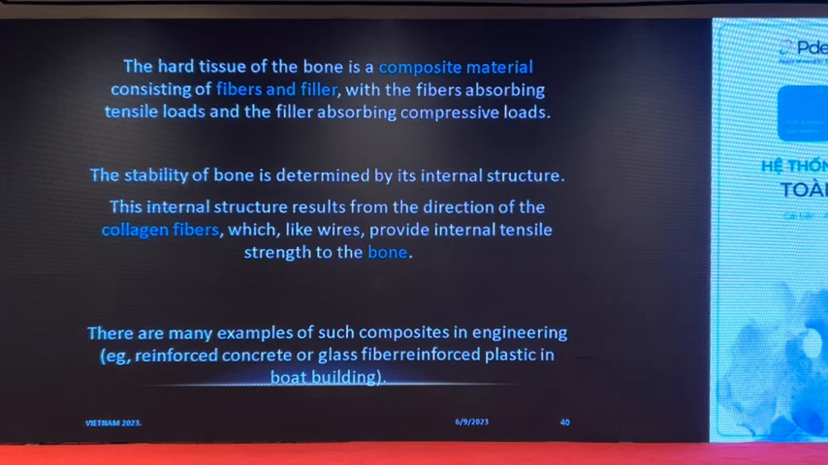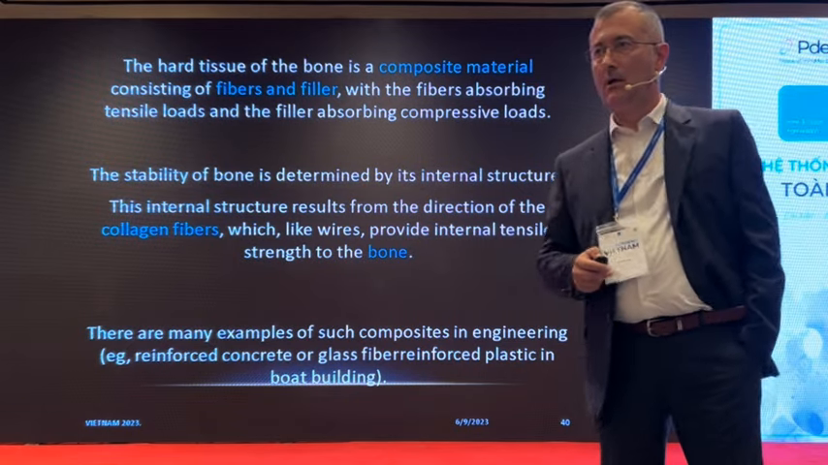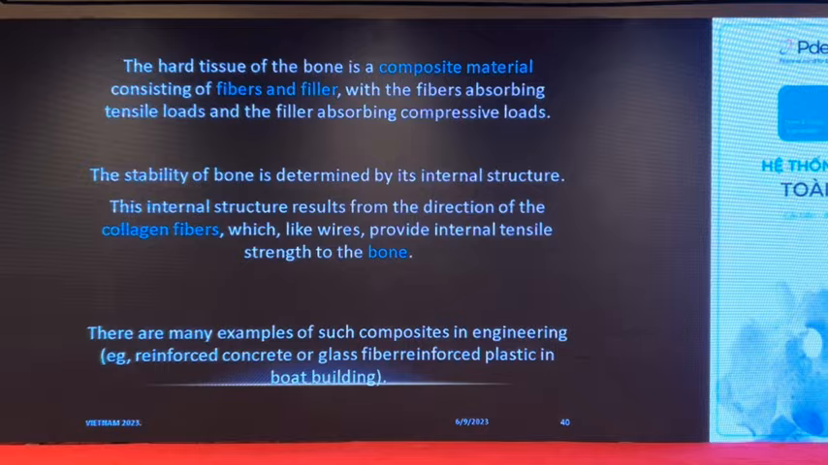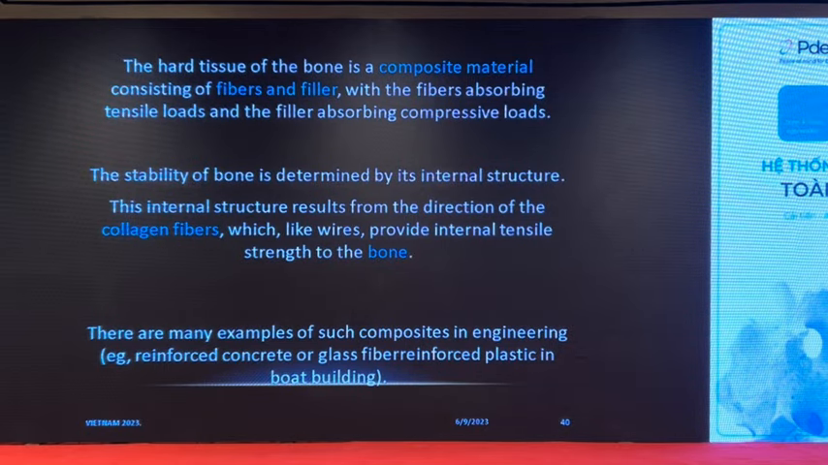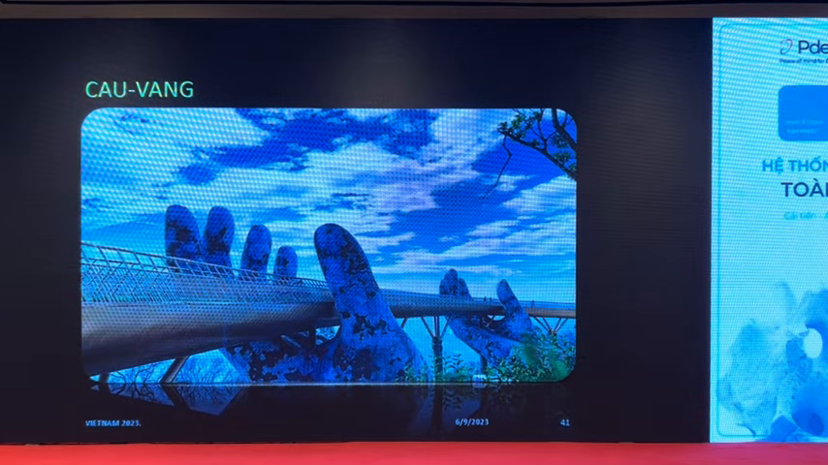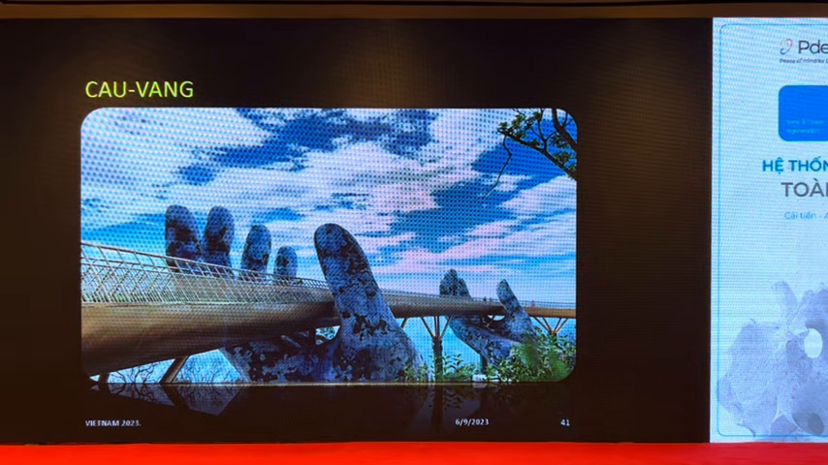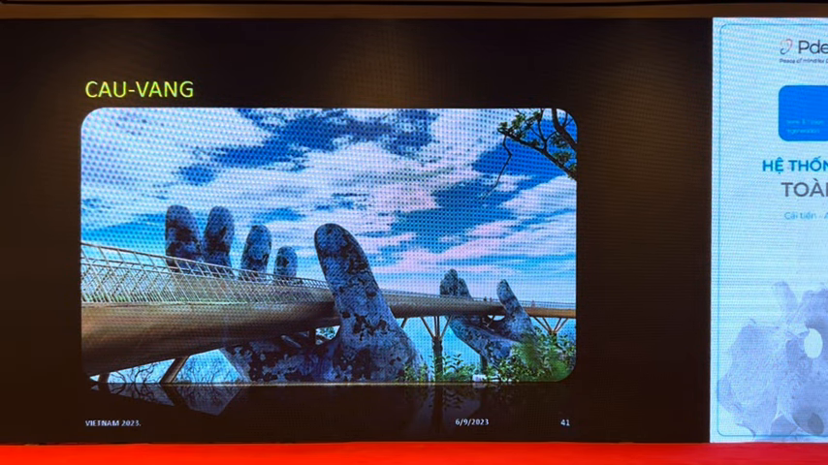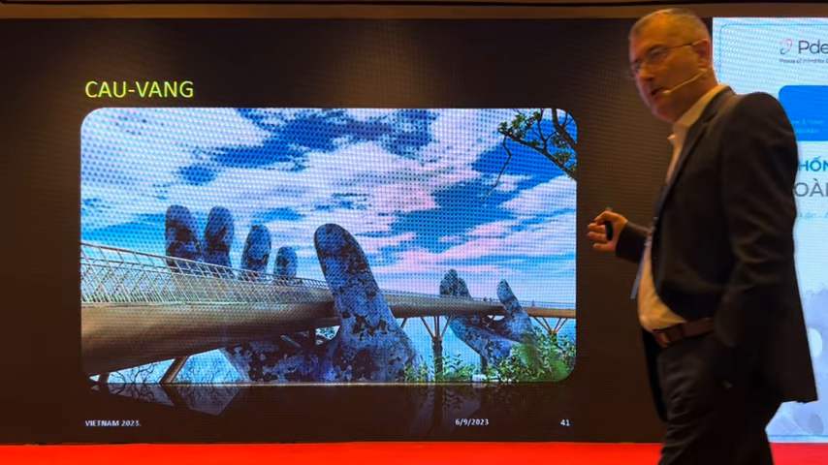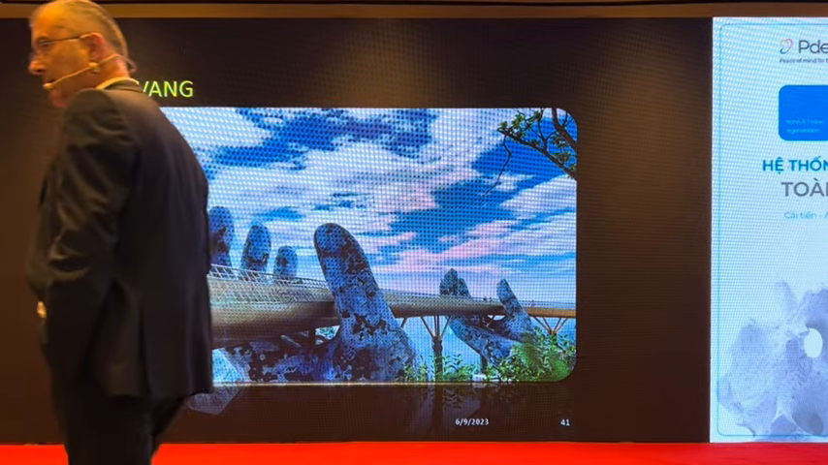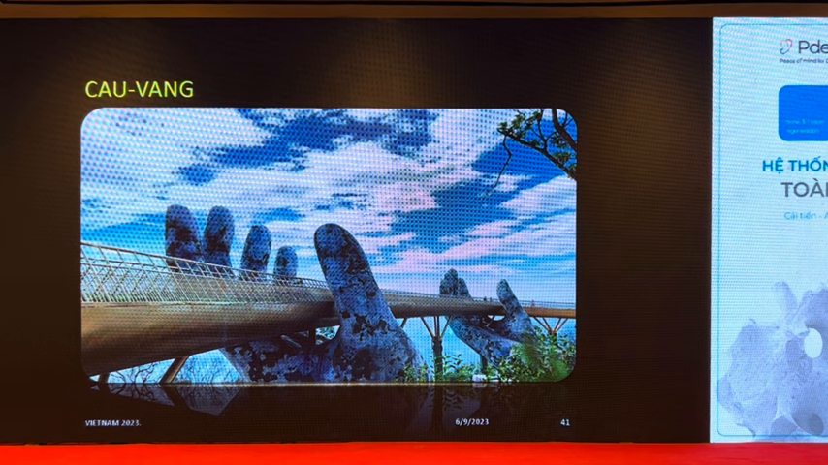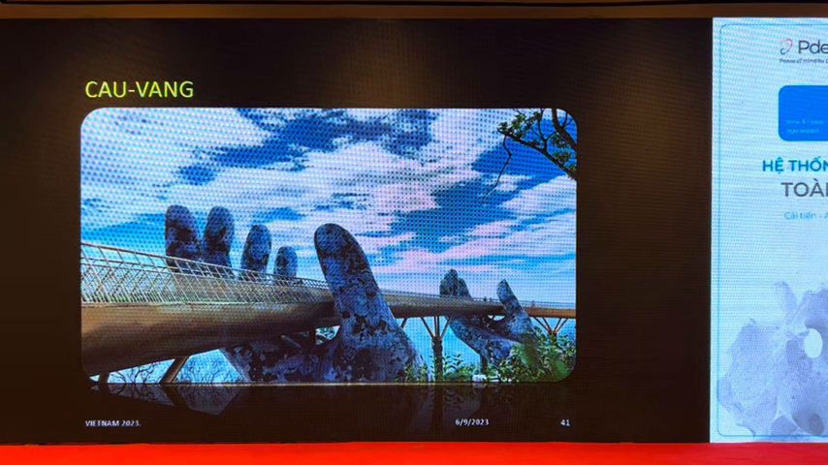There are many examples of such composites in engineering: reinforced concrete, or glass fiber reinforced plastic in boat building. And do you know from which material this bridge is made? Here in Vietnam, from fiberglass. It looks like concrete, but it is made from a mesh of fiberglass.